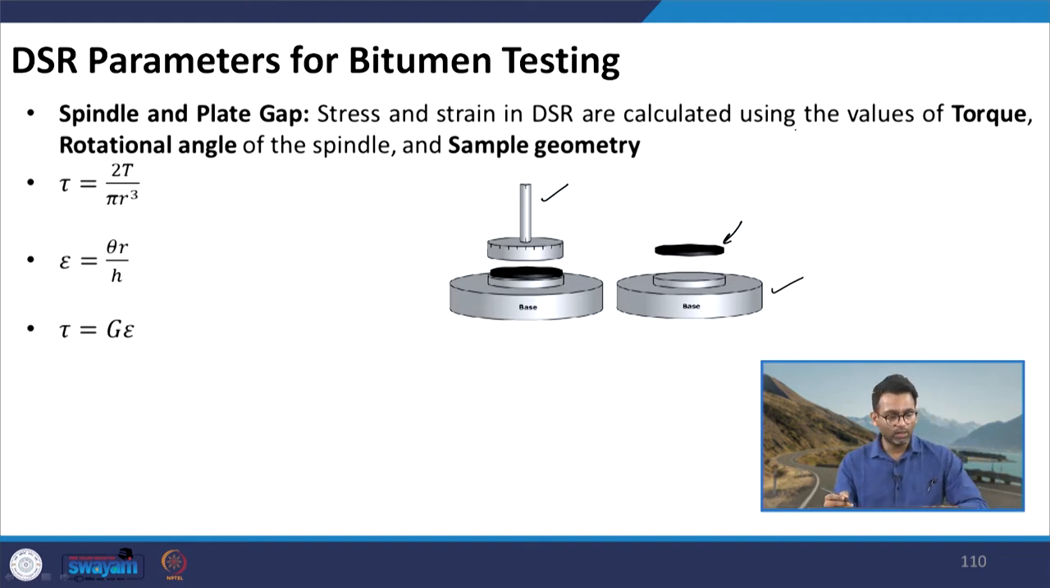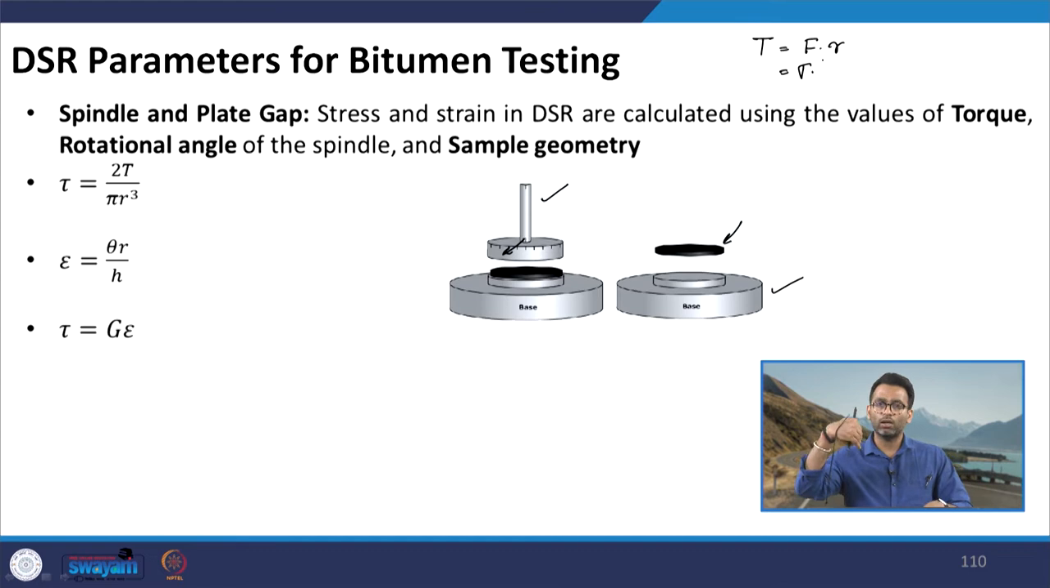How is the calculation of stress done? So let us first try to understand it with respect to torque. So how do we define torque? Torque is basically the force applied into the distance. So here the distance which is applying is equal to the radius, so it is R, all right. So force in terms of stress can be written as stress into the area.